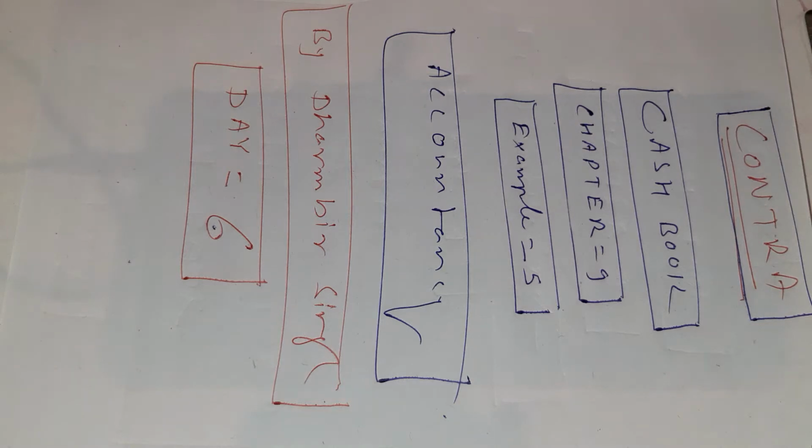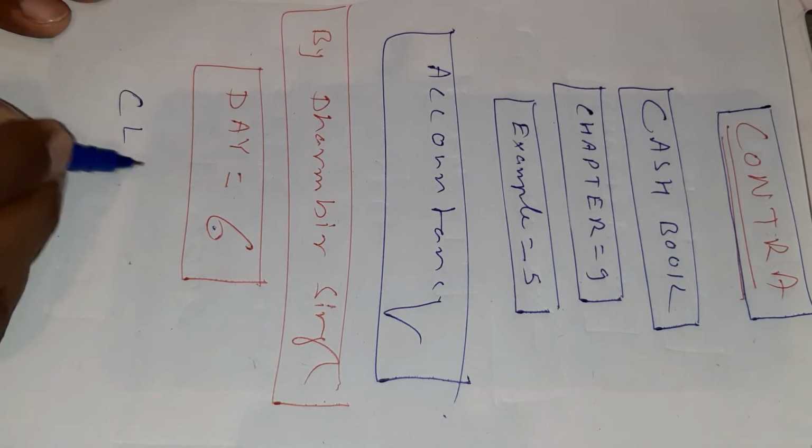Today I'm going to discuss accountancy, cash book. This is chapter 9, example 5, and day 6. I already made 5 videos on this chapter. Today I'm going to make video number 6 for you. Try to understand the concept of this chapter.